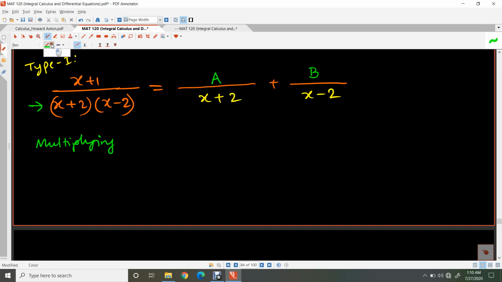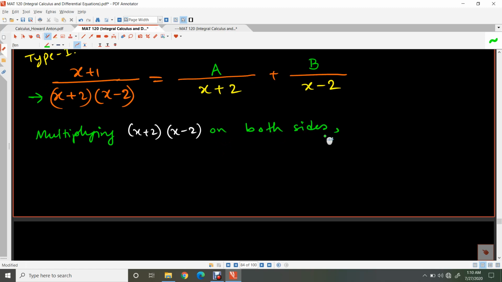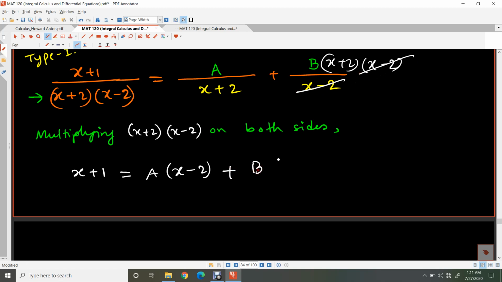So multiplying (x + 2)(x - 2) on both sides. If we multiply (x + 2)(x - 2) here, this part and this part will be cancelled. We will just have x + 1. Let's write x + 1 equal to, if we multiply (x + 2)(x - 2) here, then x + 2 will be cancelled, so we will just get A times (x - 2). Similarly, x - 2 will be cancelled, and we will get B times (x + 2).